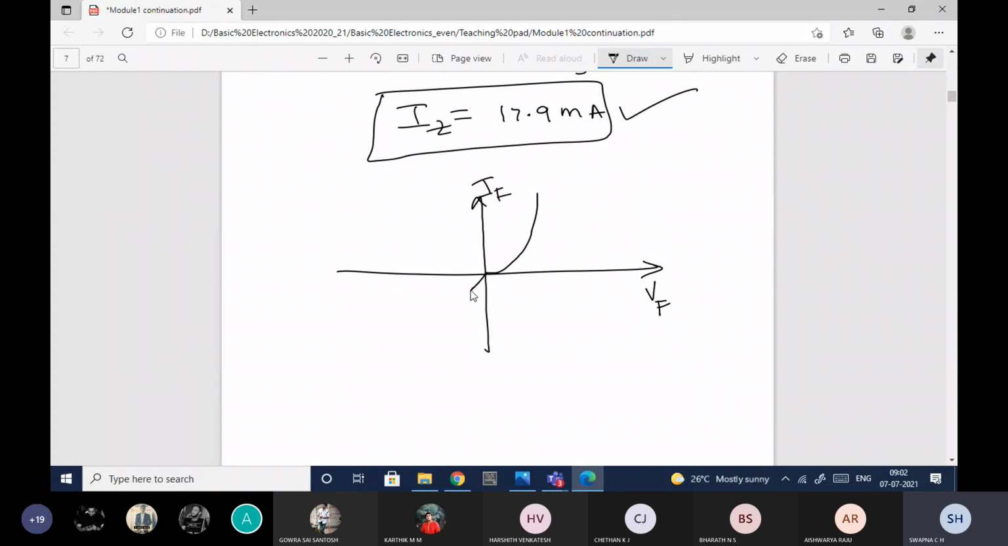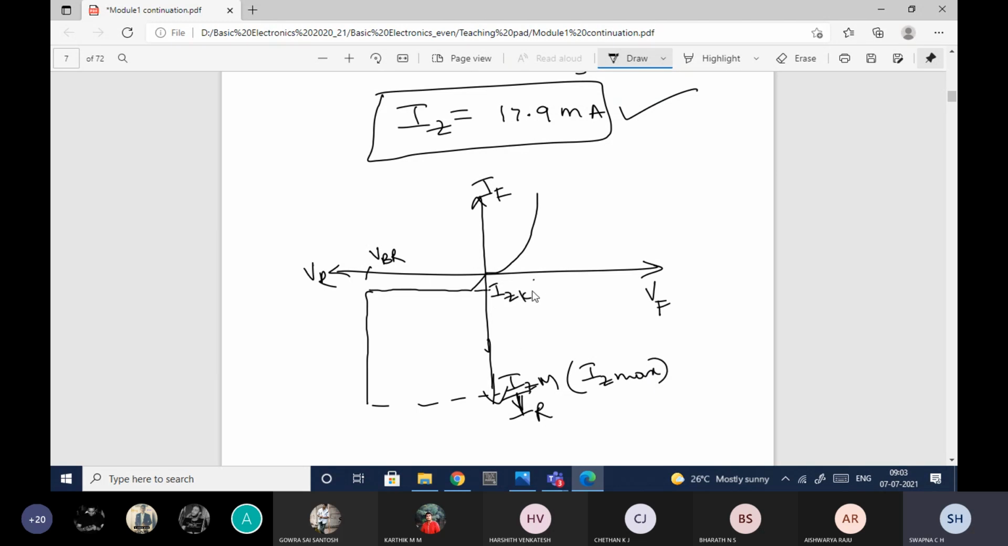then a very small current will flow, and after that it will be constant. Once the reverse voltage VR exceeds the breakdown voltage, the current will increase like this. The voltage across the device will be constant, but the current through the device will increase drastically. There is a limitation on the reverse current: the maximum current through the Zener diode should not exceed IZM. IZM is the maximum current allowed in the Zener diode. IZK is the minimum current, IZ minimum.